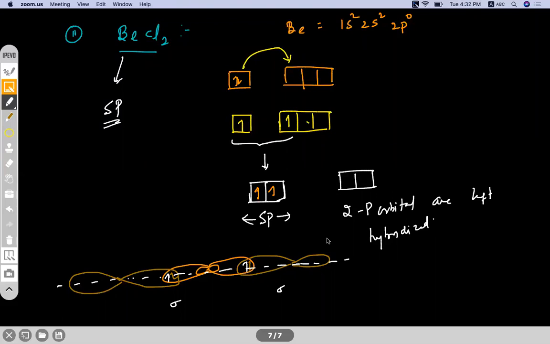If possible, then they can form pi bonds properly. Here it is not forming, but in other cases, if it is possible to form, then they will form pi bonds. Tell me, did you get it, all of you?